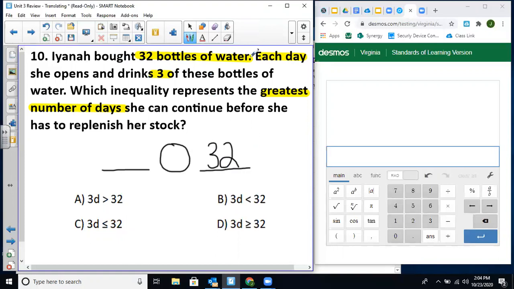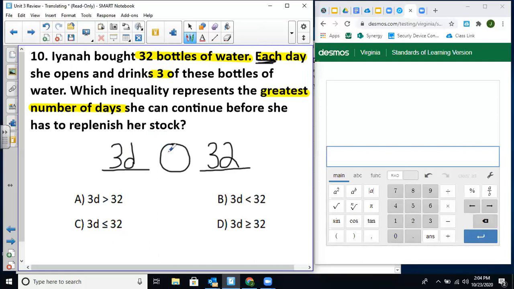Okay. Now it says that each day she opens and drinks 3 of these bottles. So like each or every or per, these words that indicate multiplication, that's each is indicating that each day, so she has 3 per day. So we can write that as 3D. Because if we inputted a number of days here, it would be 3 times that number of days to indicate how many bottles of water she drank.